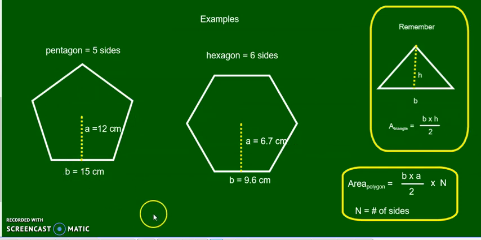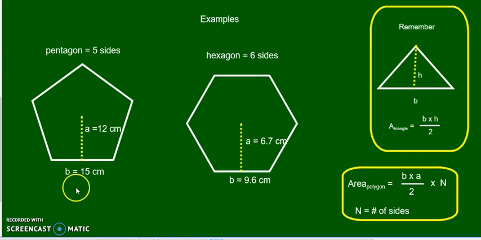Okay, here are two examples for you to try. We want to find the area of this pentagon and the area of this hexagon. They're both a regular pentagon and a regular hexagon. Let's remember the area of a triangle. This is the height of the triangle, and this is the base of the triangle, and the area is base times height divided by 2.